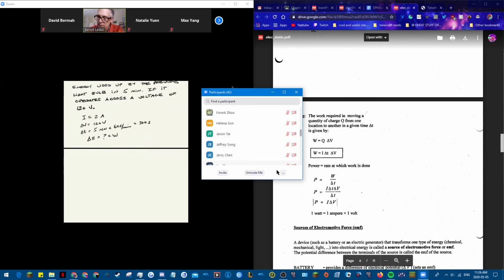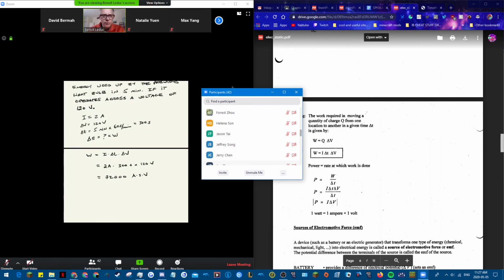It's going to be this, almost done. So it's I times delta t, times delta V. So it's 2 amps times 300 seconds times 120 volts. So it'll be 72,000. Am I correct, guys? Is it 72,000? Yeah, okay.